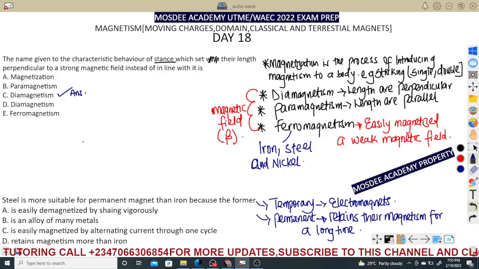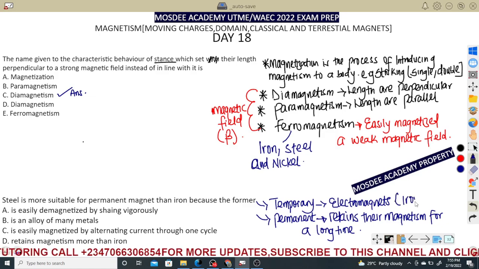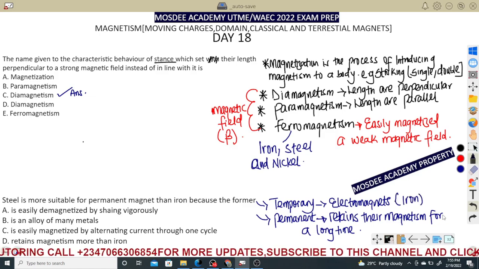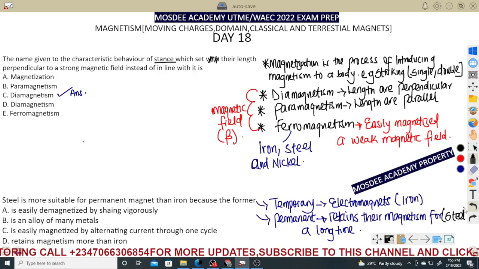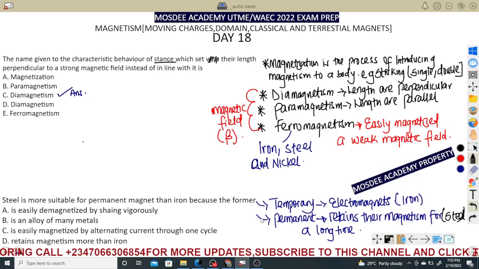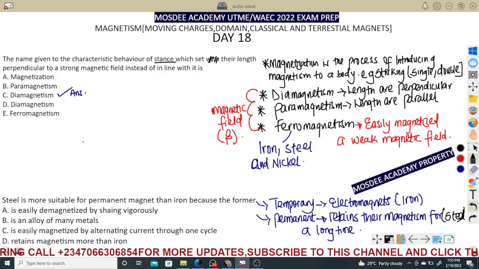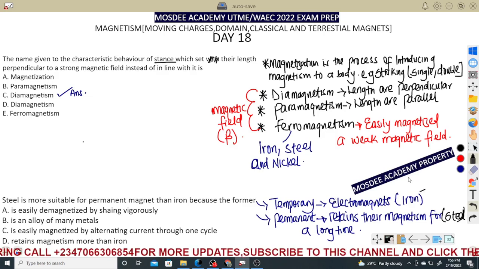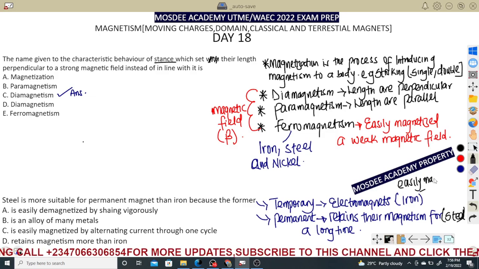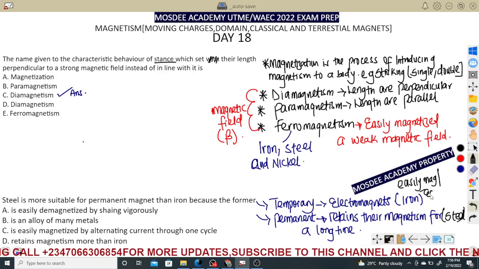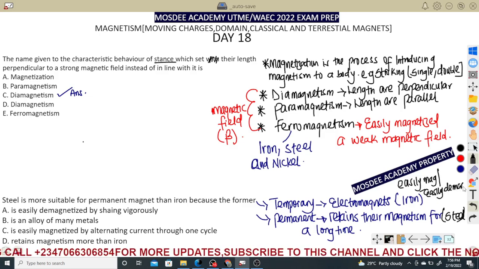So keep it in mind: for electromagnet we use iron, an important note. And for permanent magnet, we use steel. The reason is that steel is an alloy, and it has the tendency to hold magnetism for a long time. Iron is used as electromagnet or temporary magnet because it can easily magnetize and also easily demagnetize. So please keep that at the back of your mind.